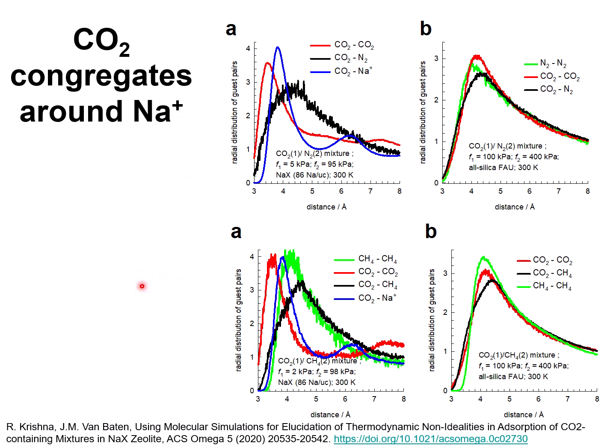In order to demonstrate this, we carried out CBMC simulations to determine the spatial location of guest molecules within the host framework and the intermolecular distances. The radial distribution of guest pairs is plotted against the distance between the guest pairs. The red line is for the CO2-CO2 distances. The blue line is for distances between CO2 and the extra framework cations, and the black line is for distances between CO2 and nitrogen in a CO2 nitrogen mixture at a total pressure of 100 kilopascal, temperature of 300 Kelvin.